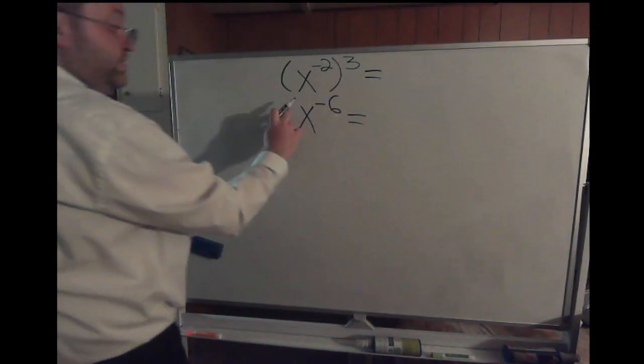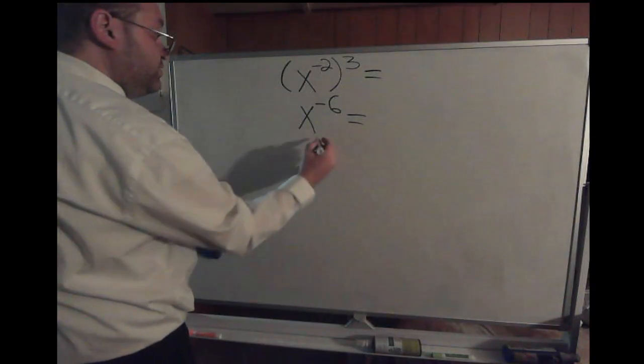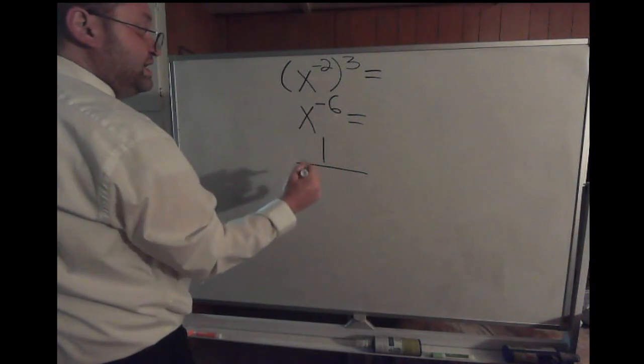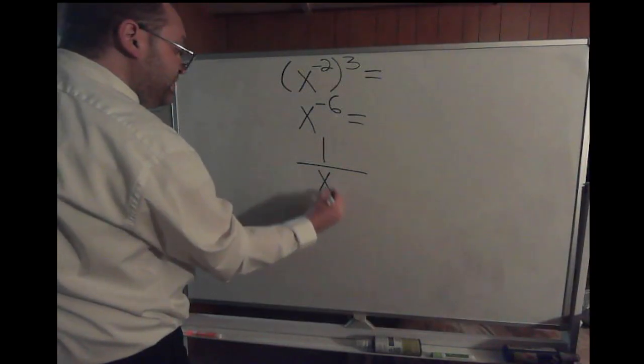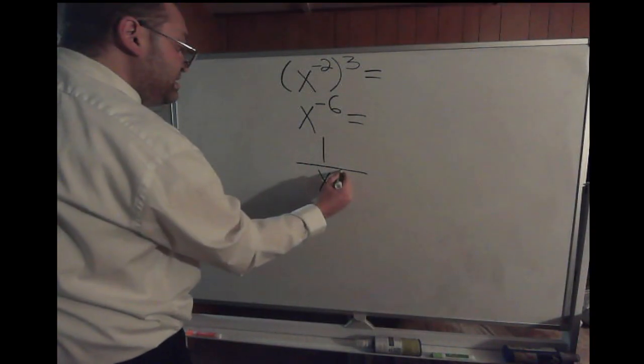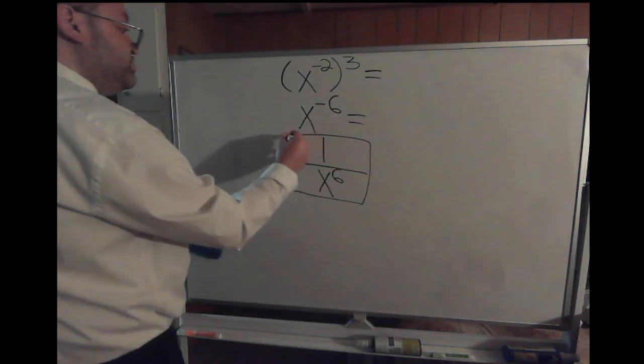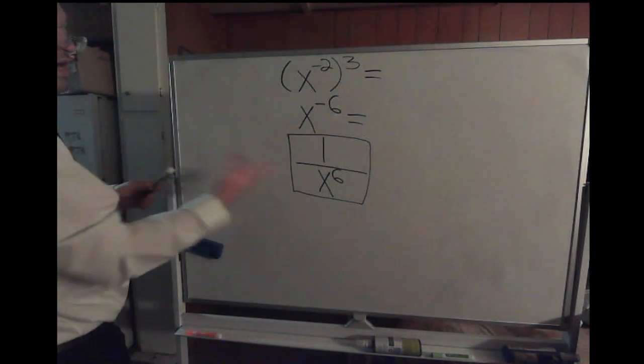Our coefficient's 1, so therefore your default numerator is 1. Then you'll take that x to the negative 6, you'll move the x to the denominator. That negative 6 becomes a positive 6 in the denominator. So the answer you should get for this is 1 over x to the 6th.